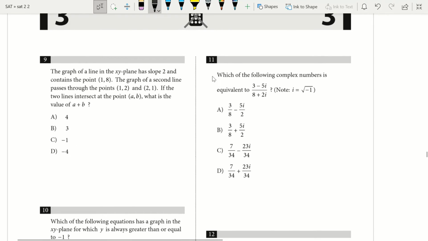Question 9. The graph of a line in the xy plane has a slope 2 and contains the point (1, 8). The graph of a second line passes through the points (1, 2) and (2, 1). If the two lines intersect at point (a, b), what is the value of a + b?